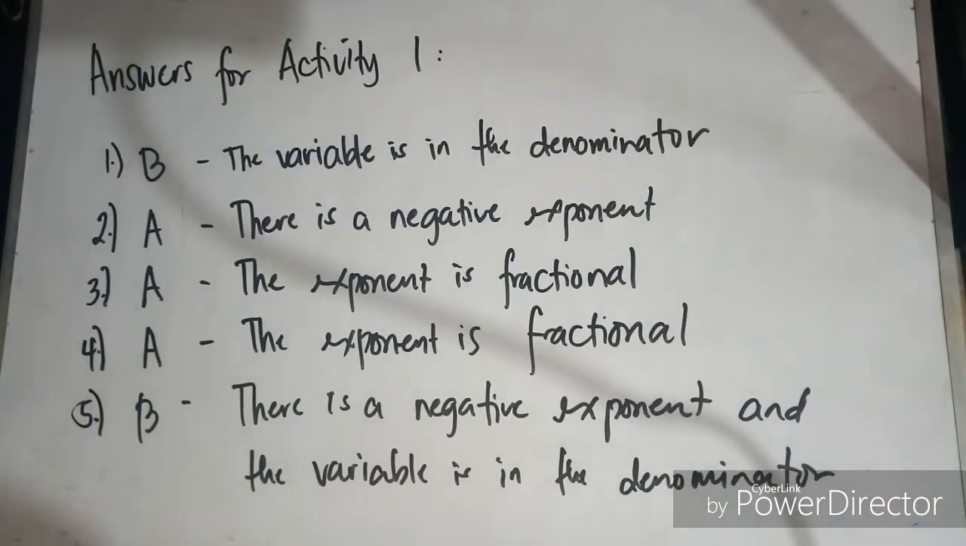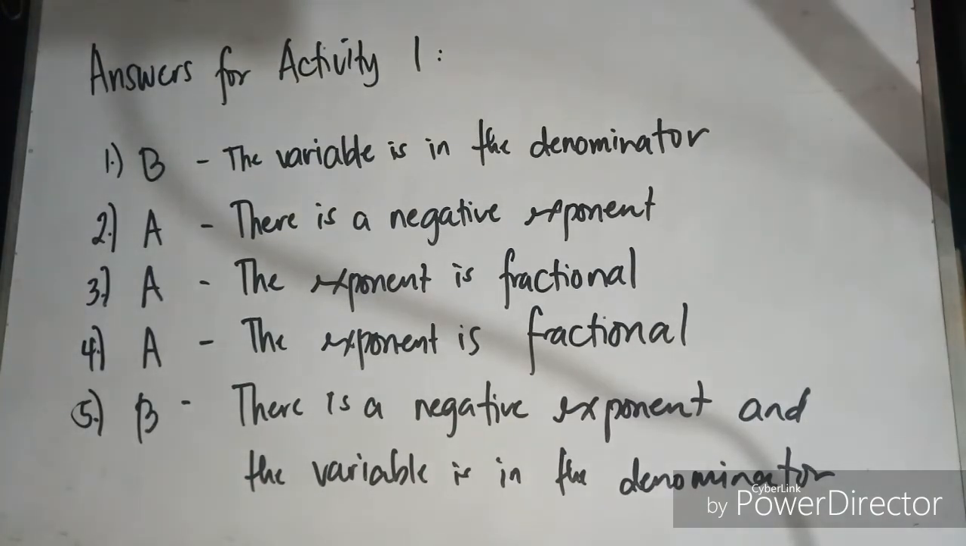Activity 1. Spot the difference. These are the answers for the activity. Number 1, letter B. 2 over x plus 1. This is not a polynomial expression because the variable is in the denominator. Number 2, x to the power of negative 3 plus 2x squared minus 7. This is not a polynomial expression because there is a negative exponent. Number 3, 2 square root of x. This is not a polynomial expression because the exponent is fractional.